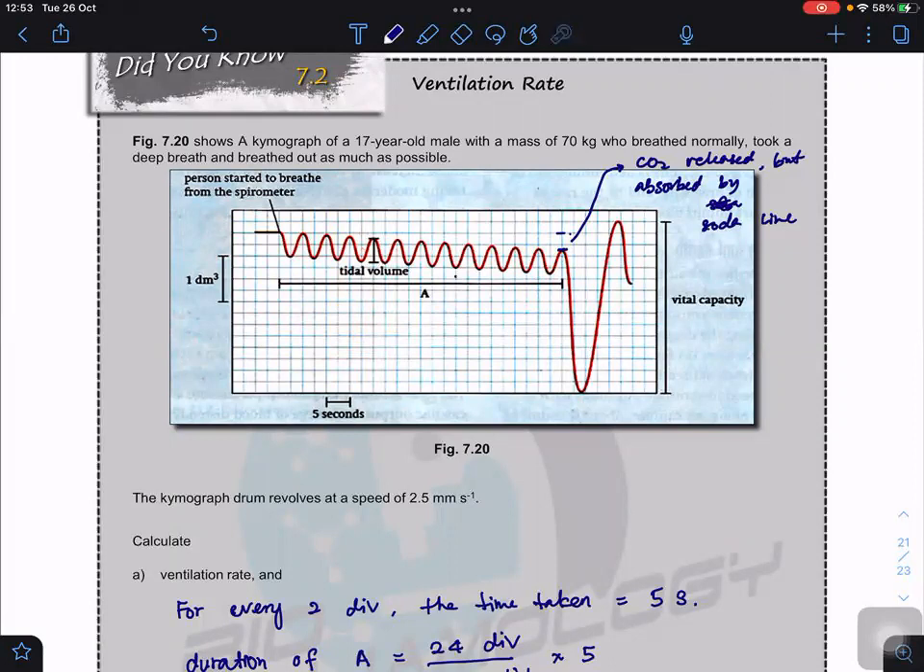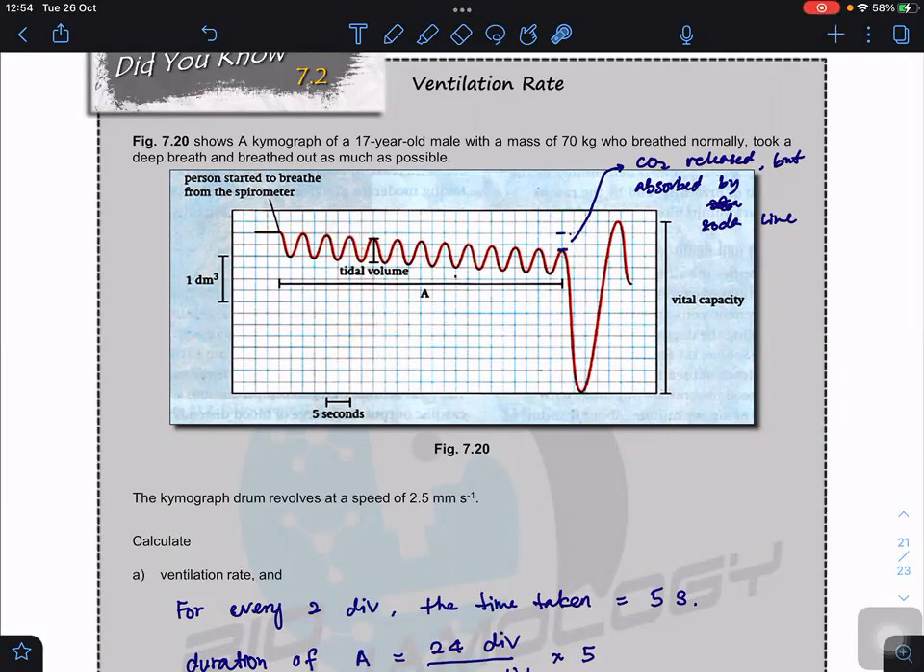So every time there is a decrease. Why decrease? You can see that every time we inhale, exhale, inhale, exhale, at the end there is a decrease. The decrease is due to the CO2 released but absorbed by the soda lime. So we only check the end; you don't need to add one by one here. If you add one by one, it's difficult for us to see. But we can take the cumulative every time.